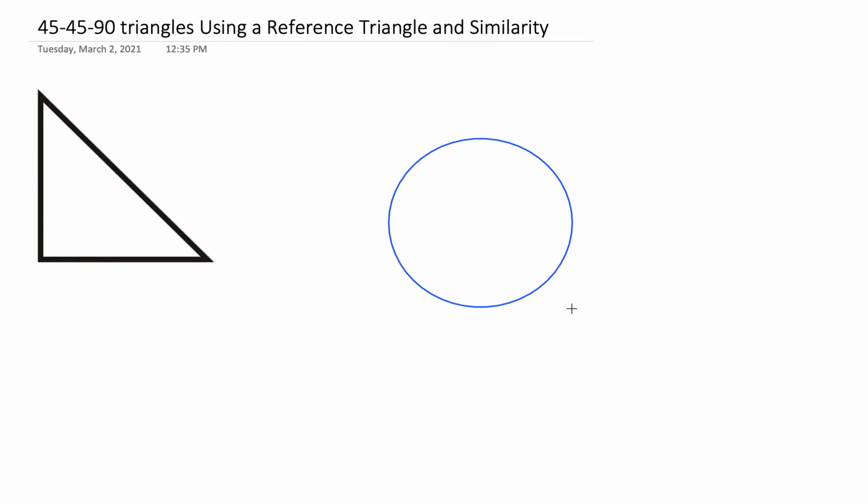Hi everyone, so by now we should have covered similarity, and we know that similar triangles have the same angles as well as proportional sides, so we can match the sides and cross multiply.